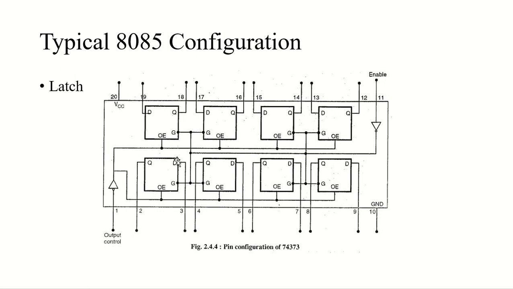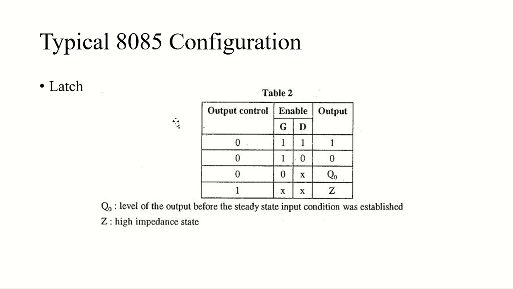So when the enable is high, when G signal is high, Q is my output, so Q will follow the D input. D is my input. Q will follow the D input when enable is high, and whenever enable is low, the output will be latched at the level of the data that was set up. It will be much clearer when we go through this truth table.